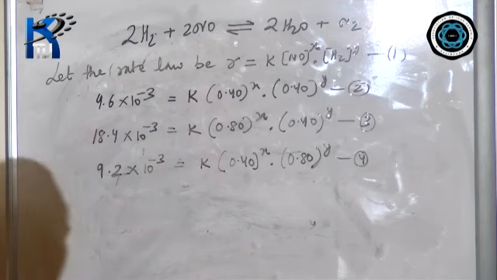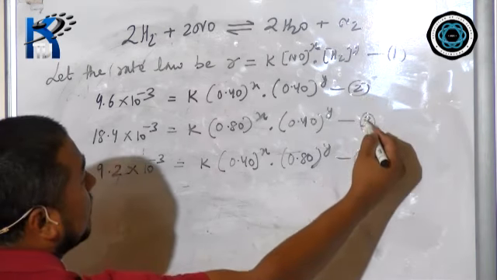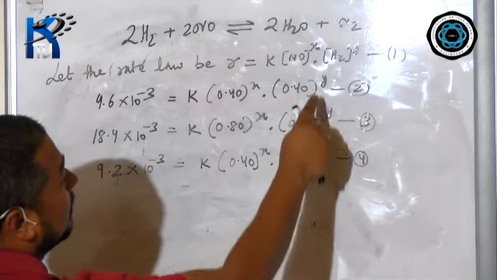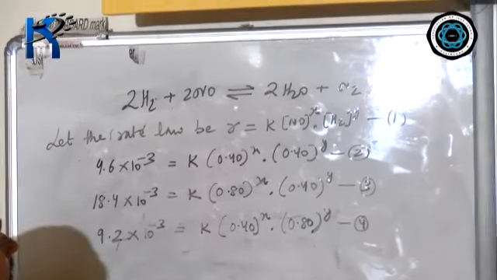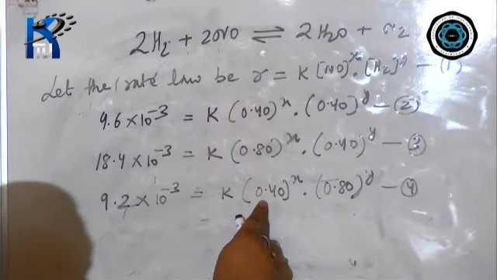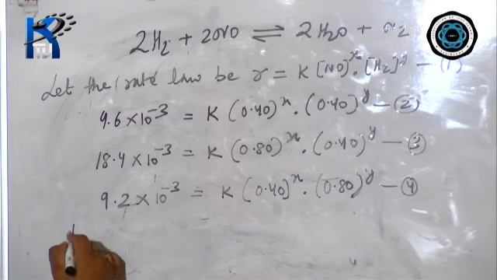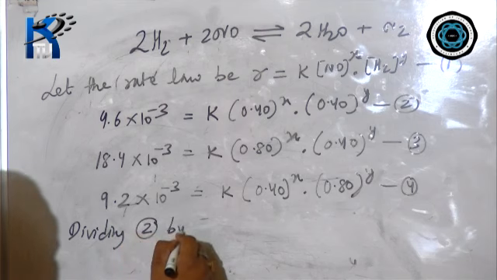Now as I said before, try to divide any two equations to cancel Y to get X, or to cancel X to get Y. If I divide 2 by 3, 0.40 to the power Y will get cancelled, whereby we get the value of X. Similarly, if I divide 2 by 4, 0.40 to the power X will get cancelled, whereby we get the value of Y. You can divide any one first, so right now I am dividing 2 by 3.